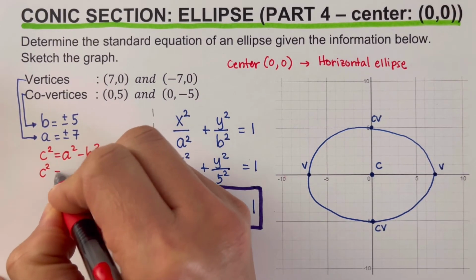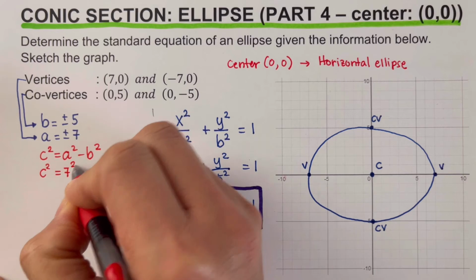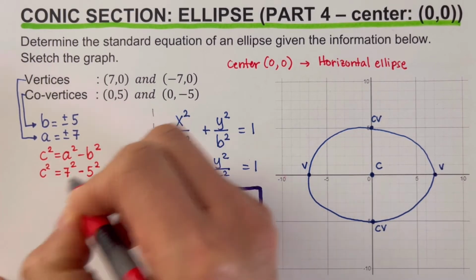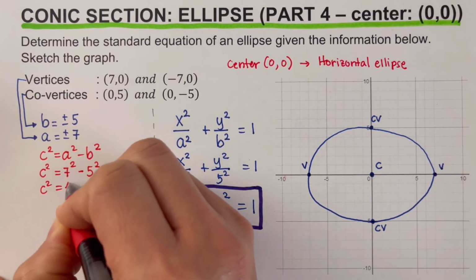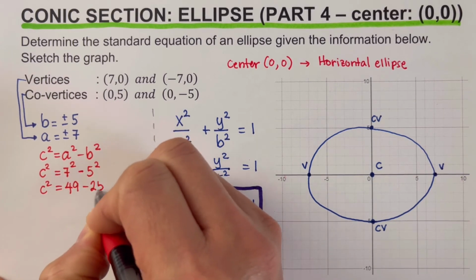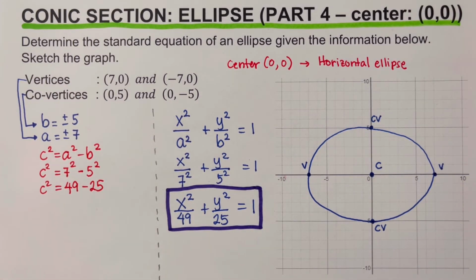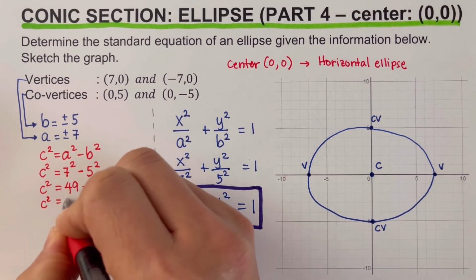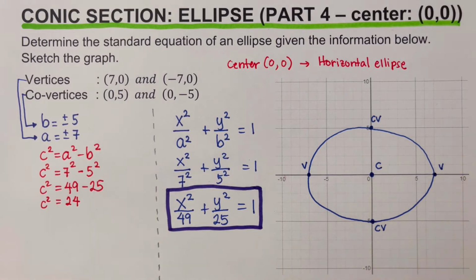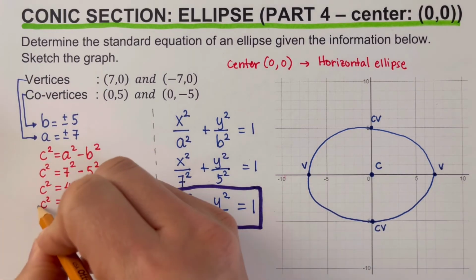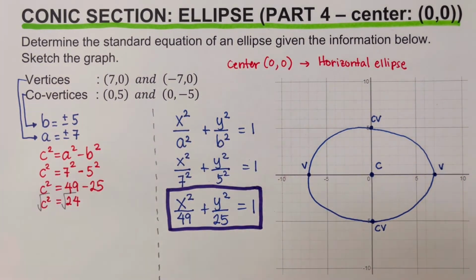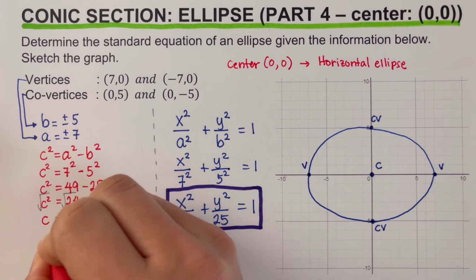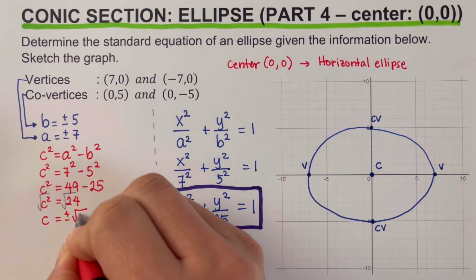So c squared equals our a is 7, square it, minus 5 squared. So this is c squared equals 49 minus 25. Subtracting 49 and 25, this will give us 24. So c squared is equal to 24. We wanted the c because that's the distance from the center to where the focus is. So we need to square root both sides. So this comes out, c is equal to plus minus square root of 24.